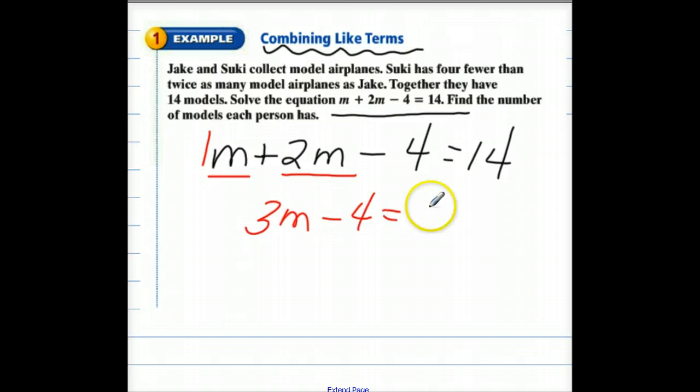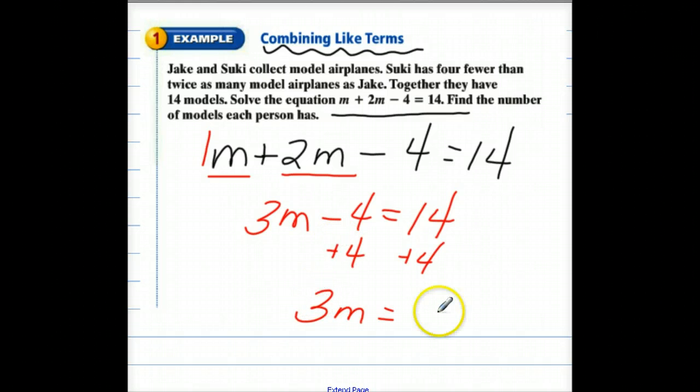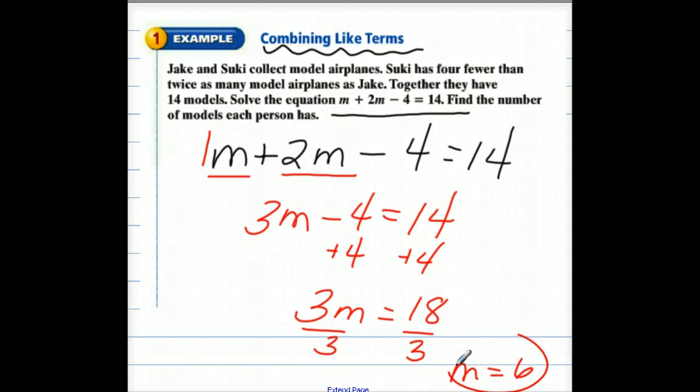Write the rest of your equation. Minus 4 equals 14. Now I have a two-step equation. I'm going to add 4 to both sides. 3m equals 18. Divide by 3 to both sides. Remember what I do to one side, I do to the other. M equals 6.